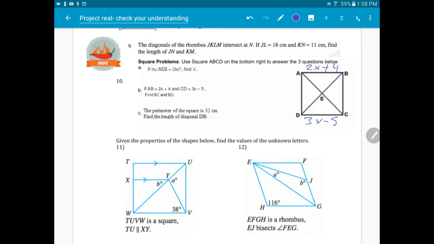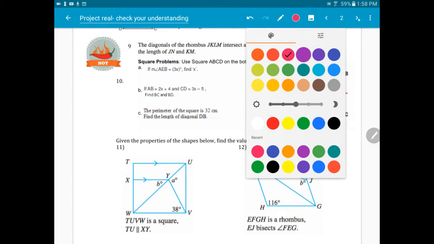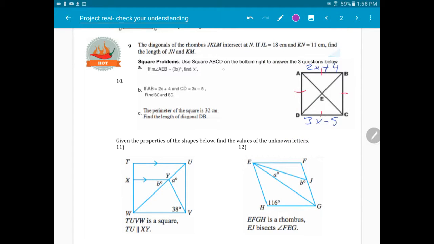Now, to do this, we need to apply a few things that we know about squares. We know that all four sides are equal. So that means the two equations that they've given us are both actually equal to each other. So 2x plus 4 is equal to 3x minus 5.